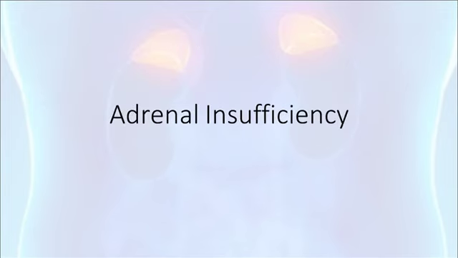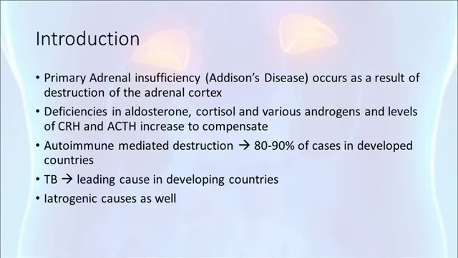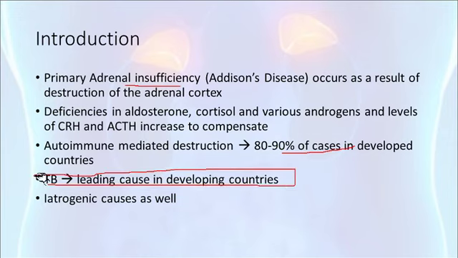Now, let's discuss adrenal insufficiency. Primary adrenal insufficiency, sometimes known as Addison's disease, involves the destruction of all regions of the adrenal cortex. There are deficiencies of cortisol, aldosterone, and various androgens, and levels of CRH and ACTH increase in a compensatory manner as a result. An autoimmune dysfunction is usually responsible for 80 to 90% of the causes in developed countries, right? Of the primary adrenal insufficiency, and TB is the cause in developing countries, and some causes may be idiopathic in that we don't know what the cause is.